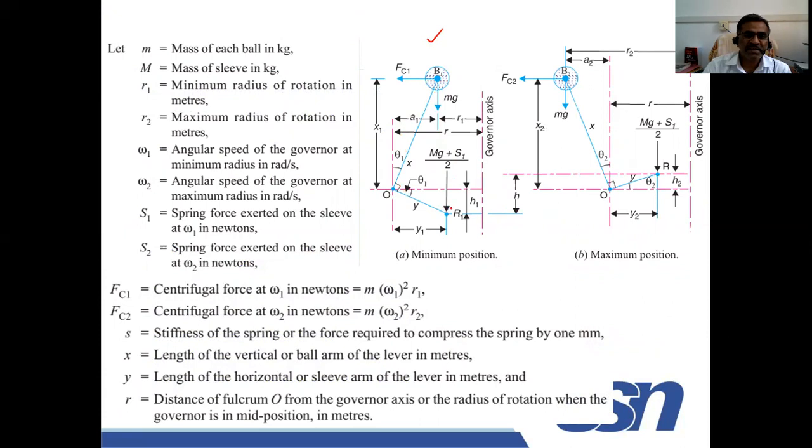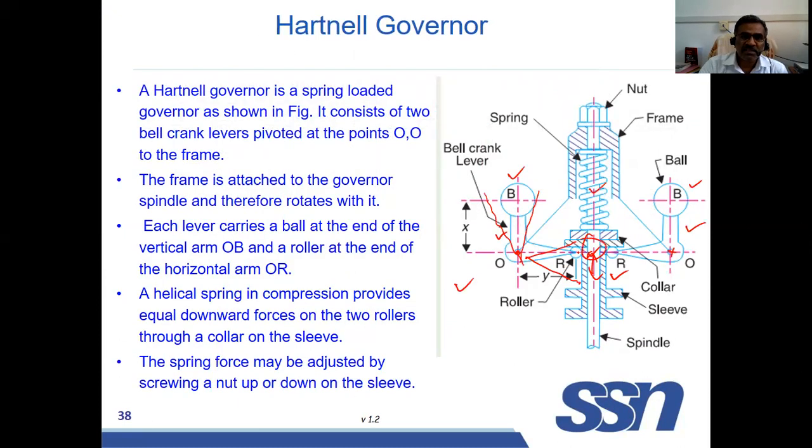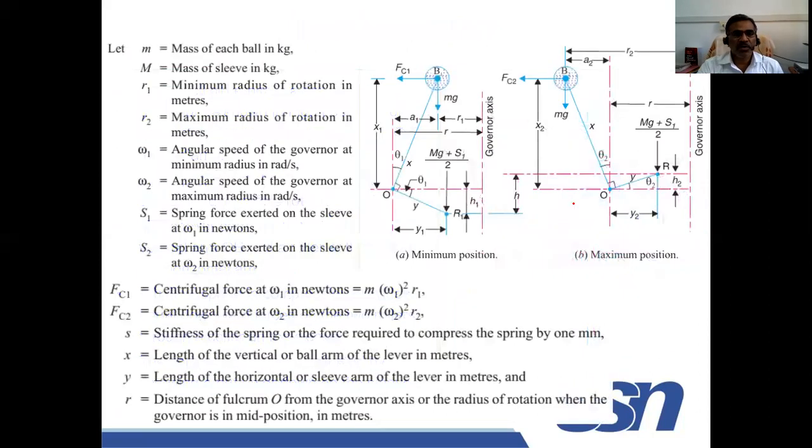The force acting at this point will be two forces. One is the sleeve mass, acting in the downward direction, and when the spring is compressed, that force also will be acting. So there are two forces: the mass of the sleeve, mg, and the spring force. S1 is the spring force, divided by 2, because we are taking only one half. So the force acting at this point will be mg plus S1 by 2.